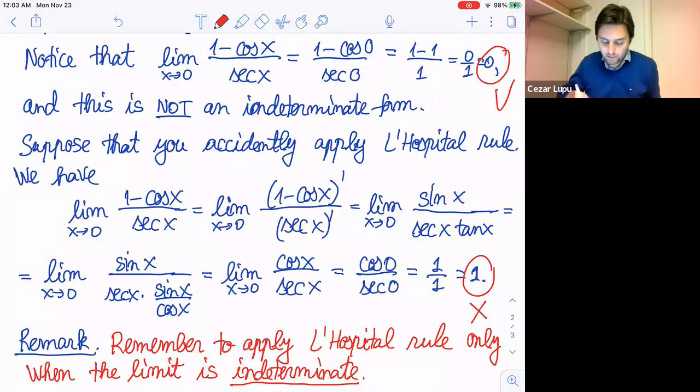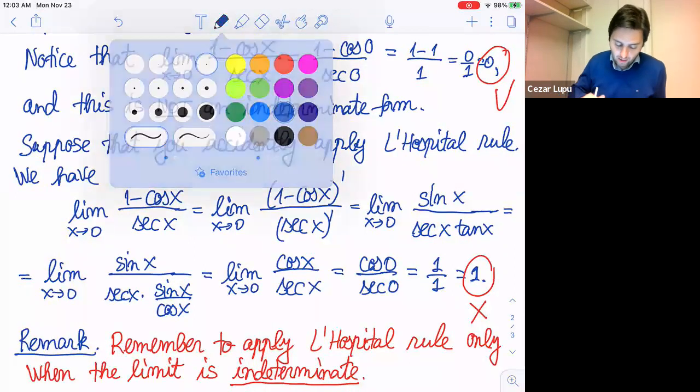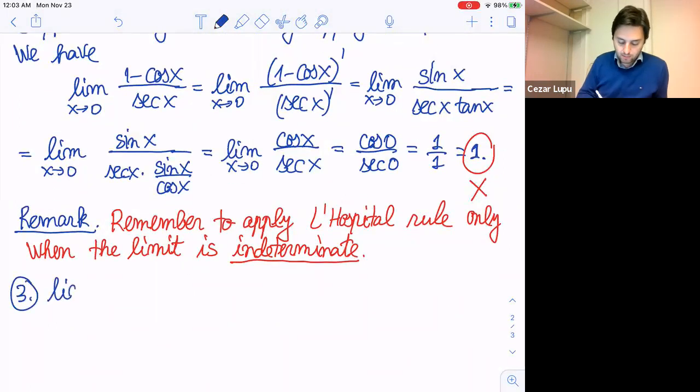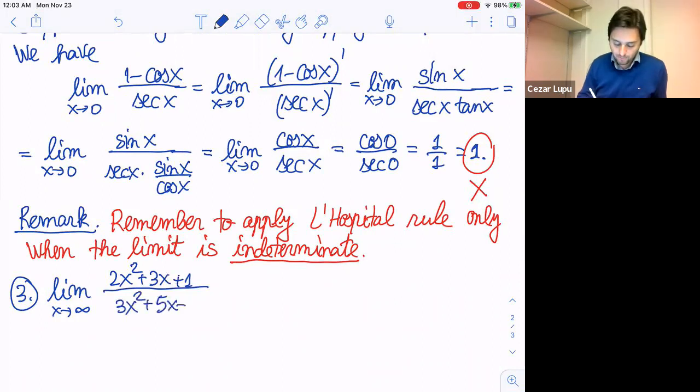Okay, now let me give you another example. Let me take a limit now involving infinity. So let's say limit as x approaches infinity of 2x squared plus 3x plus 1, everything over 3x squared plus 5x minus 2. Well, we have a bunch of methods to find this limit.